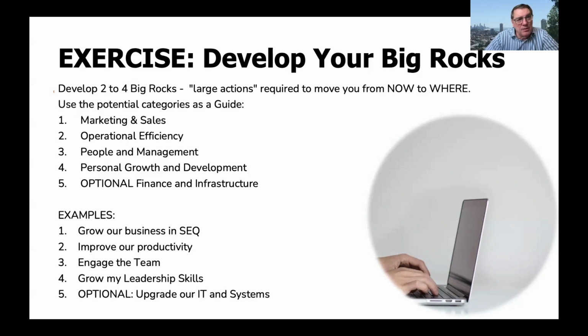Some examples down the bottom: grow our business in Southeast Queensland, improve our productivity, engage our team, grow my leadership skills, that sort of stuff. It's that big picture, right? So they're a big rock, and they're the three things that you might need to do to get things happening in your business.